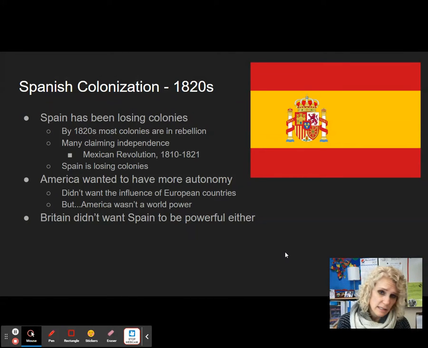So the United States, as an up and coming country without a huge strong reputation around the world quite yet, did not want further influence from Europe, and they didn't want any more European countries meddling in the affairs of the United States. And so President James Monroe and his Secretary of State, John Quincy Adams, started to think about what to do. And so the conclusion was the Monroe Doctrine.